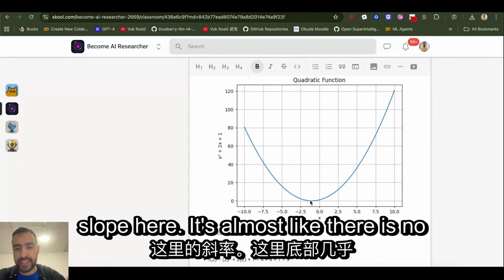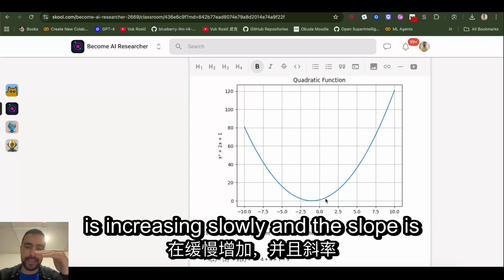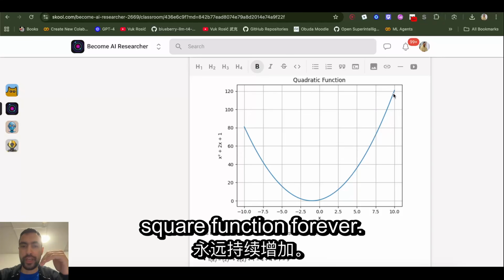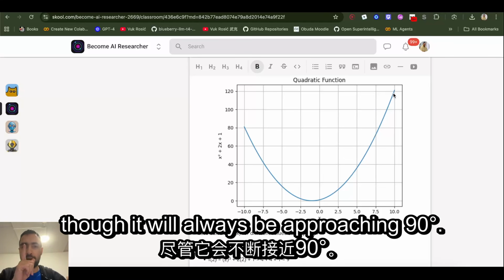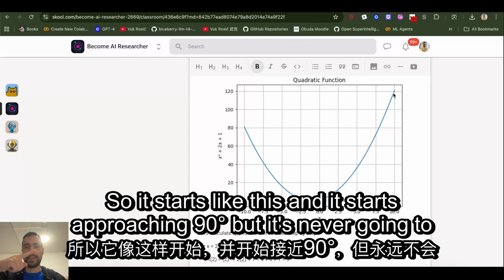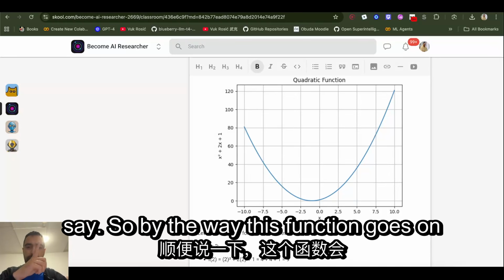So you can check the slope. Here it's almost like there is no slope at the bottom. And then the slope is increasing slowly, and the slope is going to continue to increase in a square function forever. The slope will never be 90 degrees though. It will always be approaching 90 degrees. It starts like this and starts approaching 90 degrees, but it's never going to be 90 degrees. The slope, I should say.